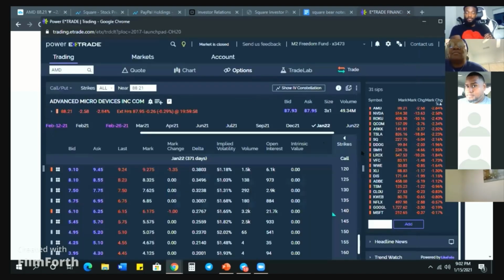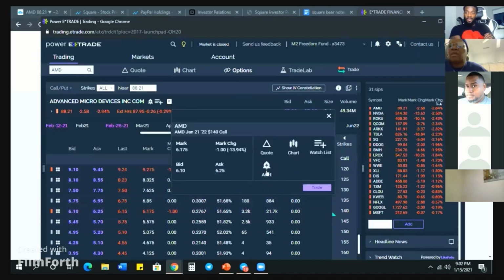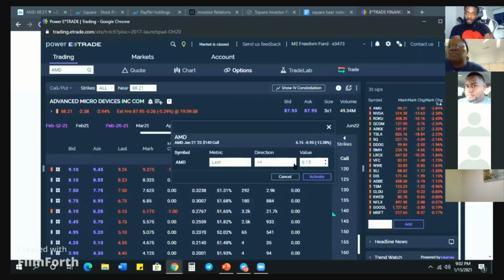Now that I have my price, you can set your alert. You know what price. So if you want to be at 615, you set it to when the last is below 615, so you know if it drops. And then automatically you'll get that message, the SMS.